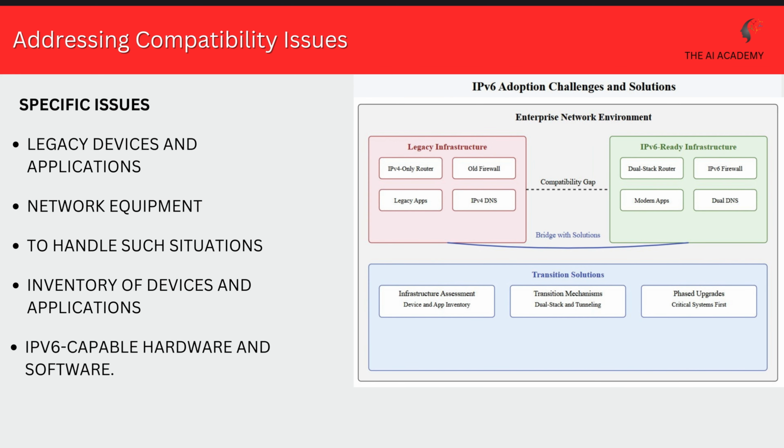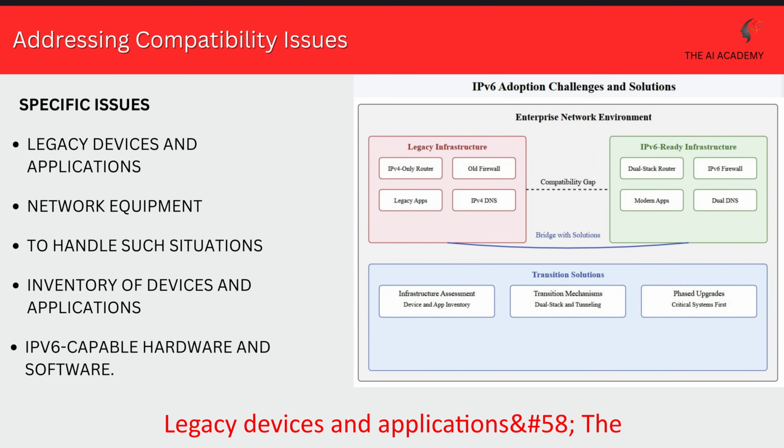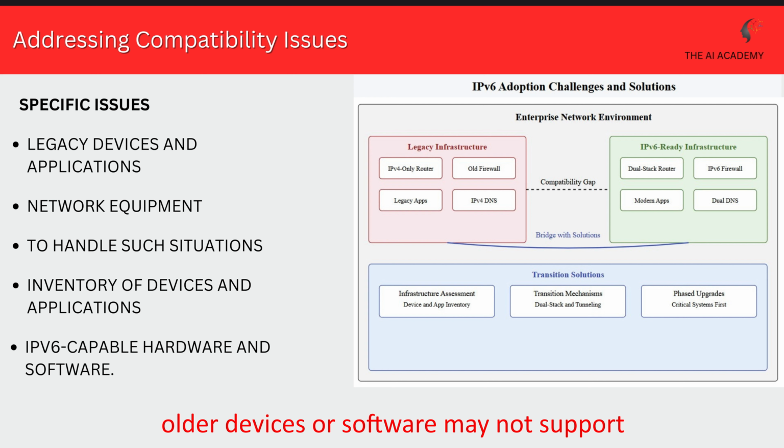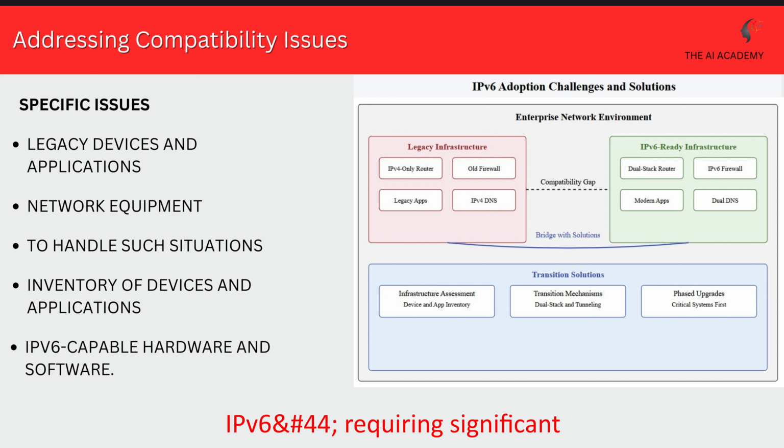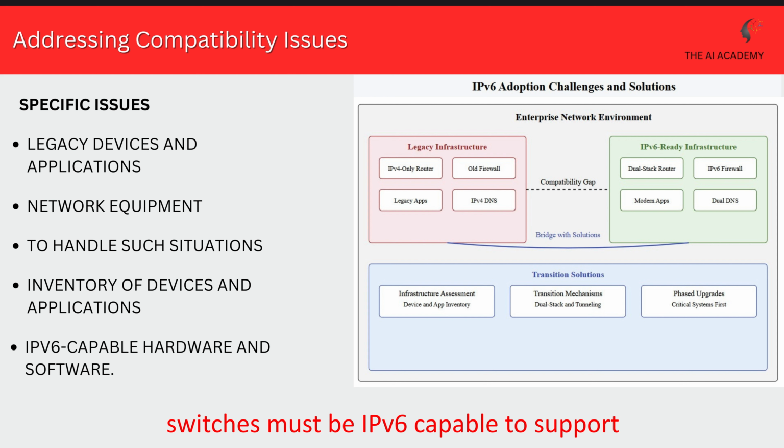The specific issues are: legacy devices and applications. The older devices or software may not support IPv6, requiring significant upgrades or replacements. Network equipment: the routers, firewalls, and switches must be IPv6 capable to support native IPv6 traffic.